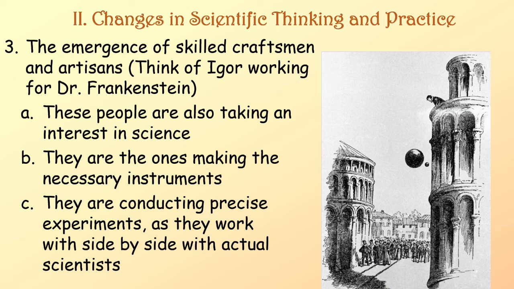Number 3, the emergence of skilled craftsmen and artisans. Think of Igor working for Dr. Frankenstein. These people were also taking an interest in science, and they're the ones making the necessary instruments, and they're conducting precise experiments as they work side by side with the actual scientists.